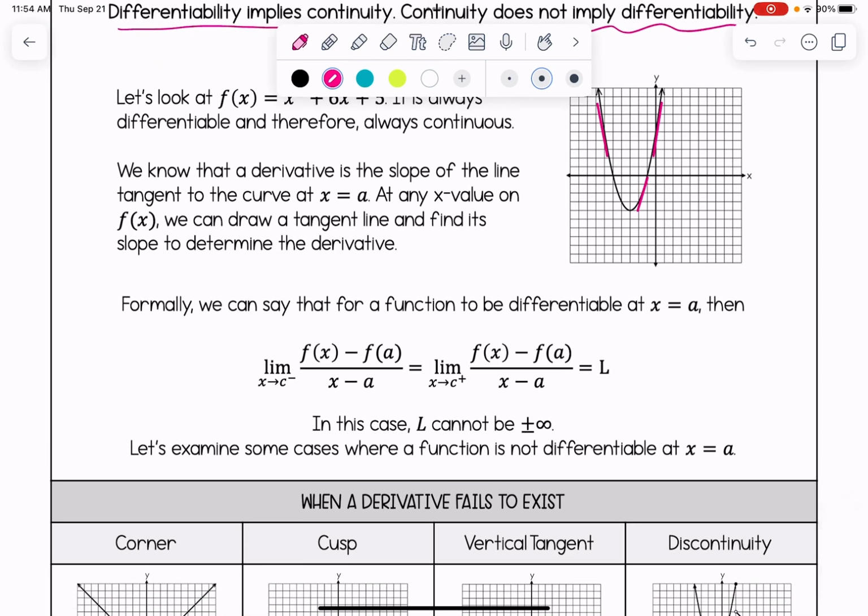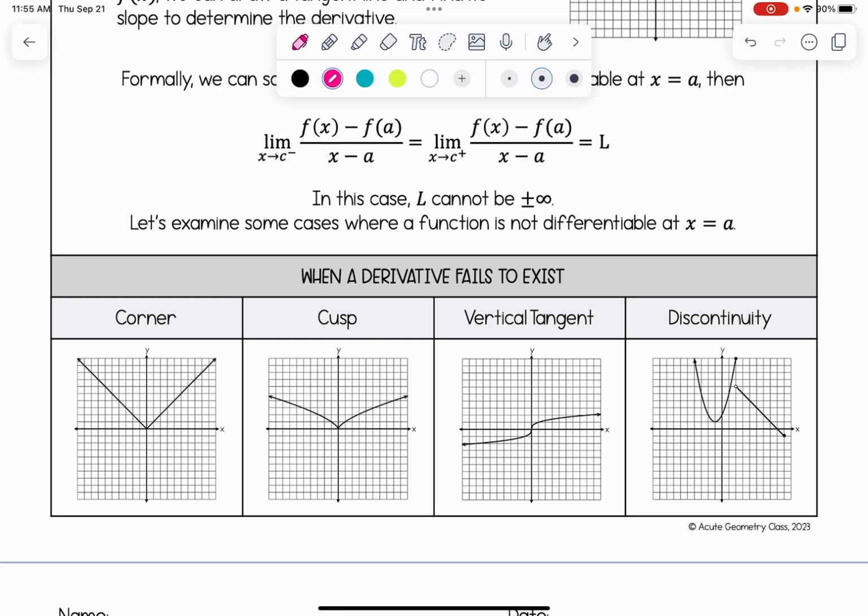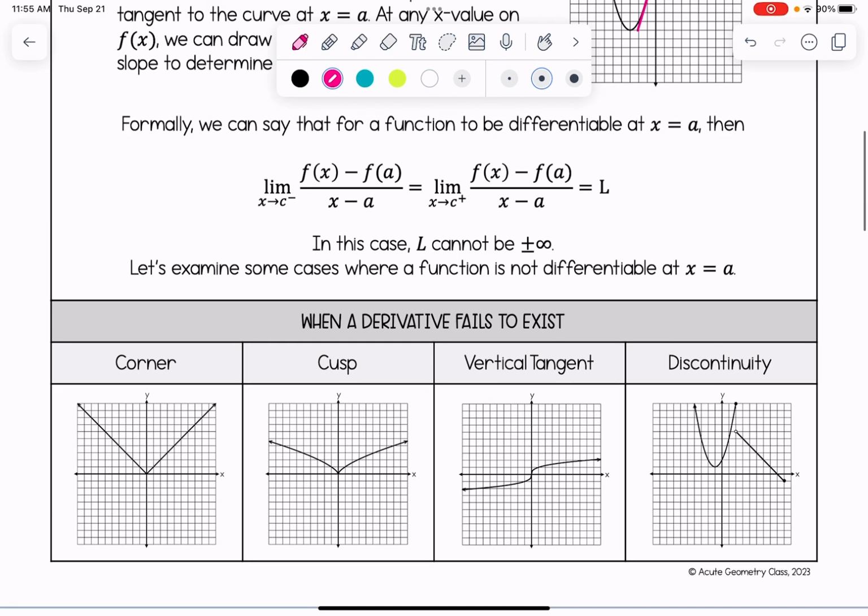Formally, we can say that for a function to be differentiable at x equals a, the limit of the left-hand derivative is equal to the limit of the right-hand derivative, and that is just equal to L, which is our limit. In this case, the limit cannot be positive or negative infinity. It's got to be a finite value. So let's examine some cases where a function is not differentiable at x equals a. There are 4 possible cases where a function is not differentiable or where a derivative fails to exist. The first is at a corner.